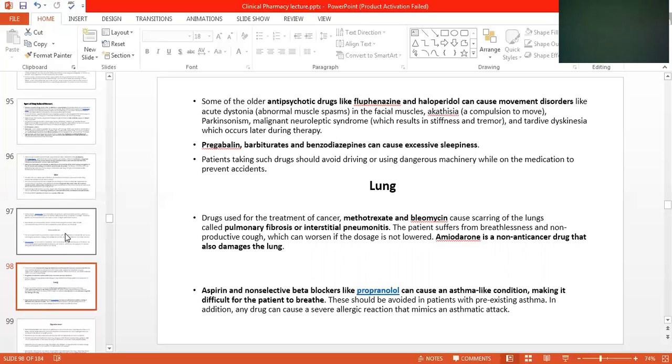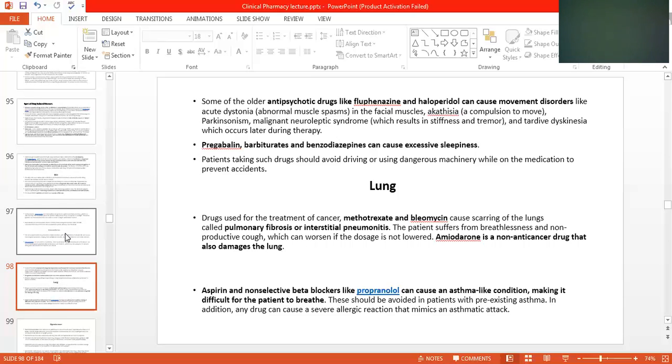Drugs used for the treatment of cancer, methotrexate or bleomycin, cause scarring of the lungs called pulmonary fibrosis or interstitial pneumonitis. The patients suffer from breathlessness and a non-productive cough, which can worsen if the dosage is not lowered. Amiodarone is a non-anti-cancer drug that also damages the lungs.